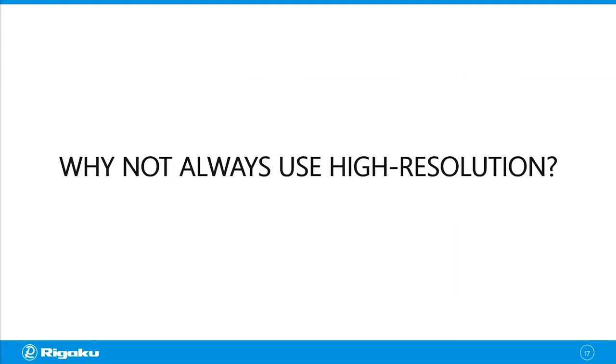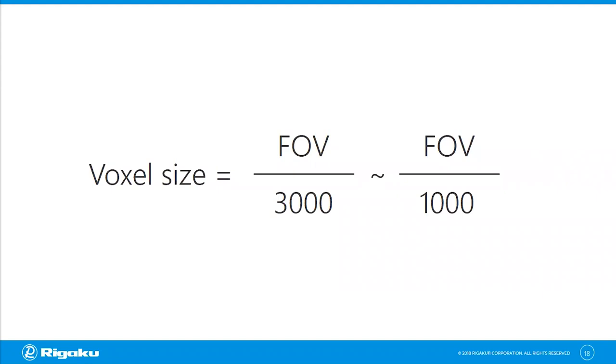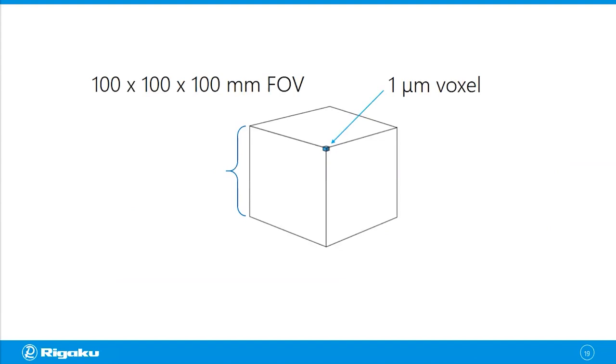Well, there are a couple of reasons why we can't quite do this. Generally speaking, the voxel size is somewhere between 1/3,000 and 1/1,000th of the field of view. And this limitation is coming from how many pixels you have on the detector. And that's a hard limit. The other reason why this relationship is limited is the file size. We did this calculation before, but let's take a look at it again. Let's say that the field of view is 100 millimeter cube, and we decide to do a pretty good resolution scan with 1 micron voxel size. Then you would end up having an image file that is 2 petabytes or 2,000 terabytes in size. And this is just too big to deal with.